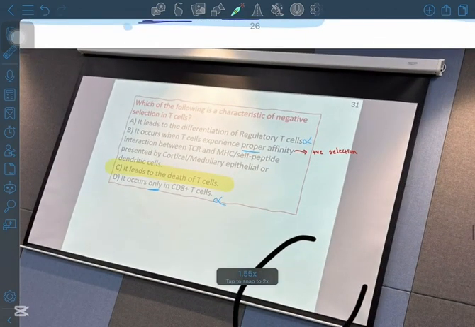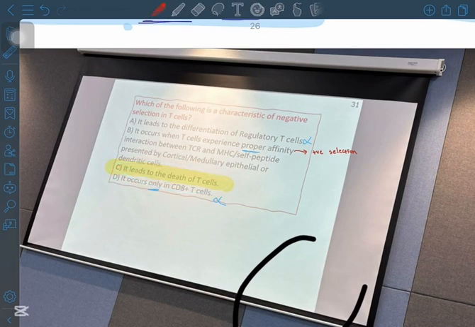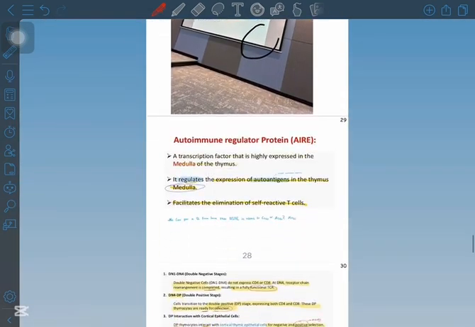And here is a question: which of the following is a characteristic of negative selection in T cells? Basically it leads to death of T cells. Differentiation of regulatory, no. This is related to the moderate affinity. What about proper? No, this is positive selection. Does it only occur in CD8 cells? No, it's also for CD4.